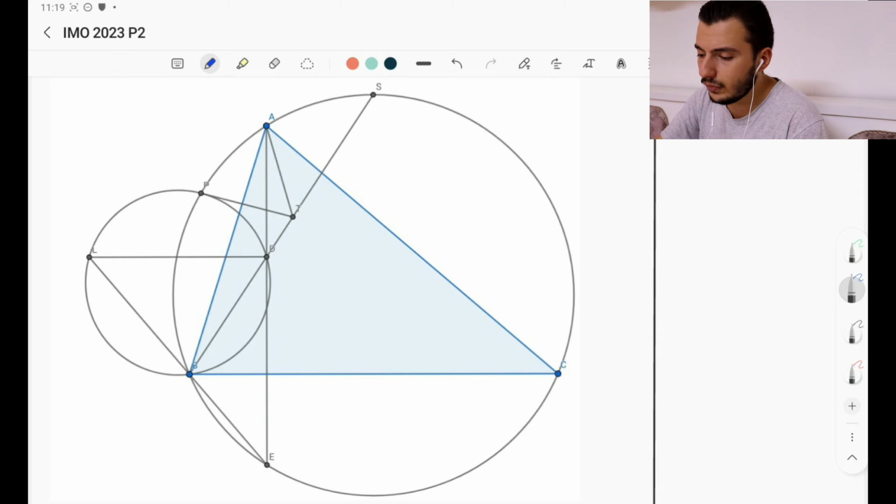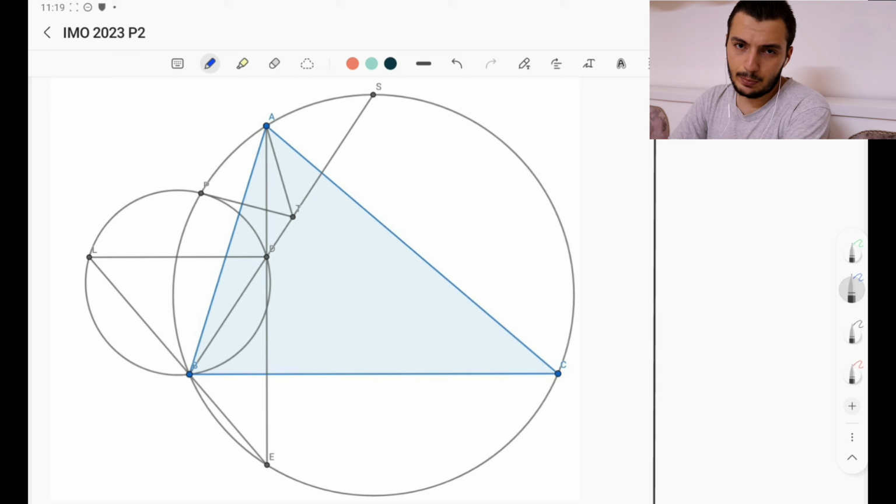All right, so now let's analyze our diagram step by step. First of all, we have a triangle ABC, we have a circumcircle. Okay, everything is good here. Next, we have this point, the midpoint of the big arc BC. All right, so what is this point exactly?